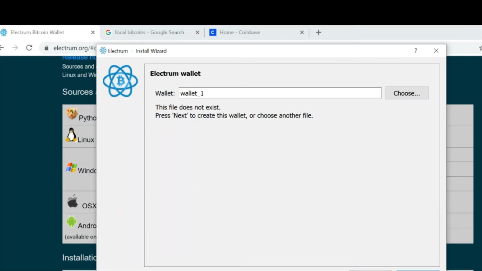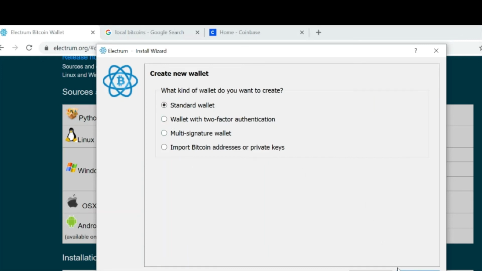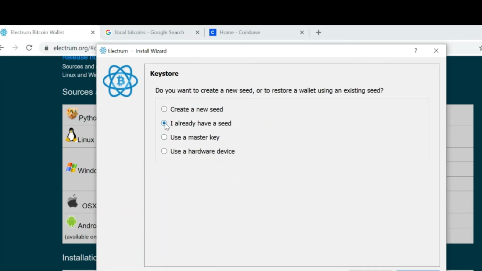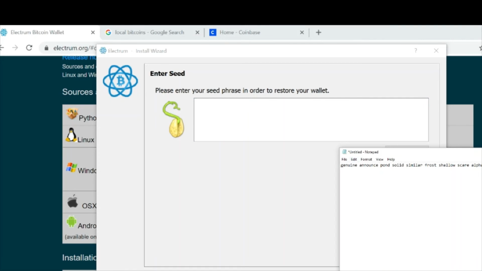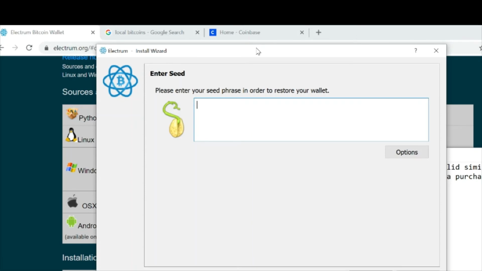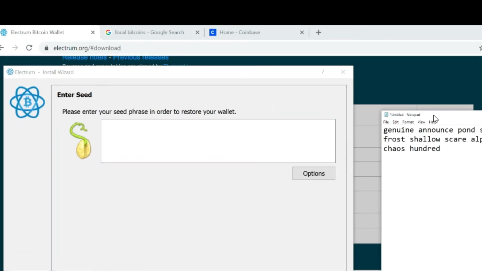You can just create a new wallet, then click standard wallet, then select I already have a seed, and you feed in the seed that you already have. So let's assume I have this seed which we had created before, and maybe we had stored some amount in that seed. This is a record in the blockchain, and you want to retrieve your wallet. So you'll just type in the seed.